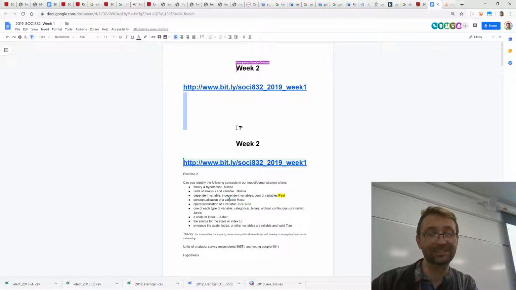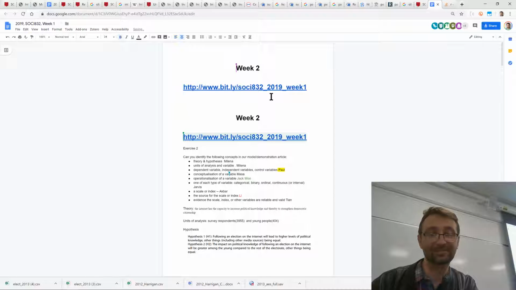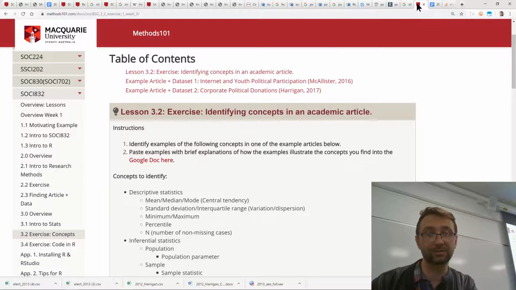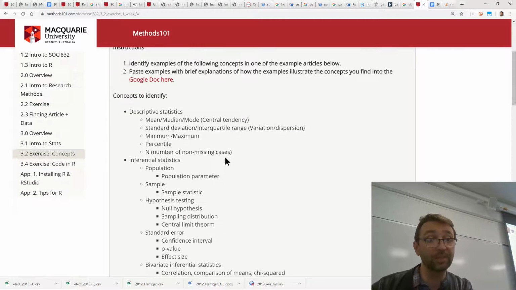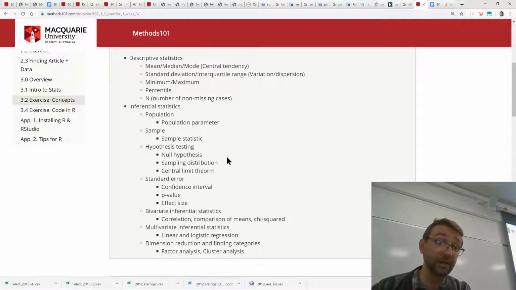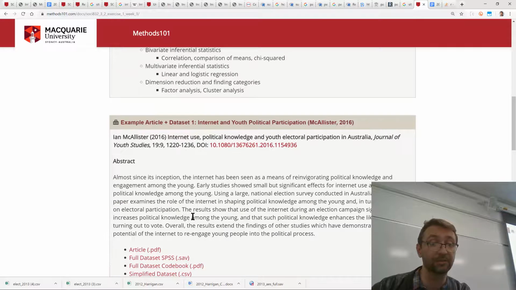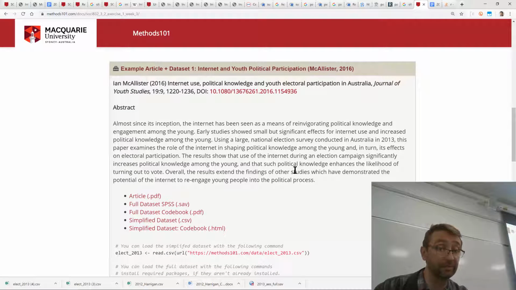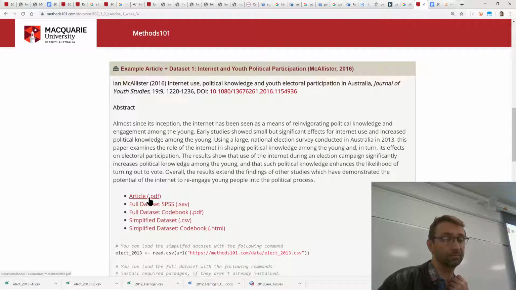What I would like you to do here is to write answers to these. My suggestion is that we try and identify examples of these, particularly towards the bottom, around standard errors, confidence intervals, effect size, and so forth, from one of these two data sets. These are my two examples of data sets that I've uploaded everything for onto Methods 101, including the articles. The article you can just get by right-clicking here and opening in a separate window.